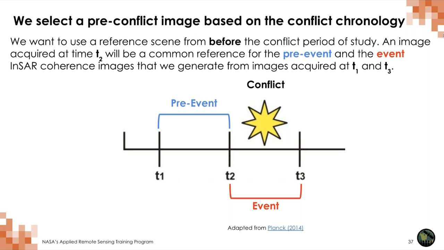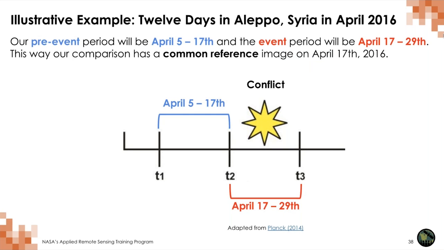Something to note here is that coherence doesn't have a directional component. So if you interfered images acquired at T1 and T2 with time one as a reference image or time two as a reference image, you would get basically the same coherence value. There is no directional component. But what does matter is the time between acquisitions, like I mentioned before. For our example today, we're going to look at 12 days in Aleppo, Syria, in late April of 2016. So our pre-event period will be April 5th to the 17th, and the event period will be April 17th to the 29th. This way, our comparison has a common reference image on April 17th, 2016.